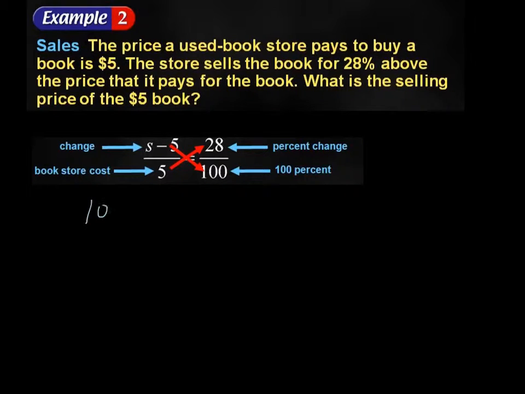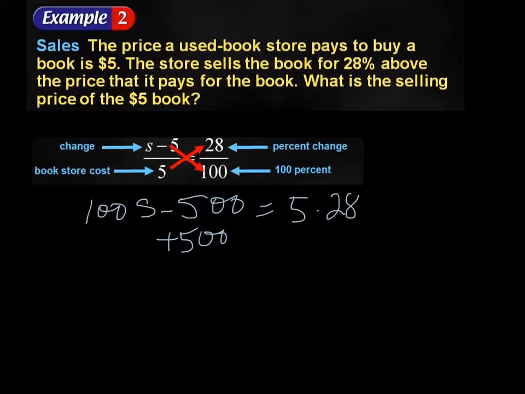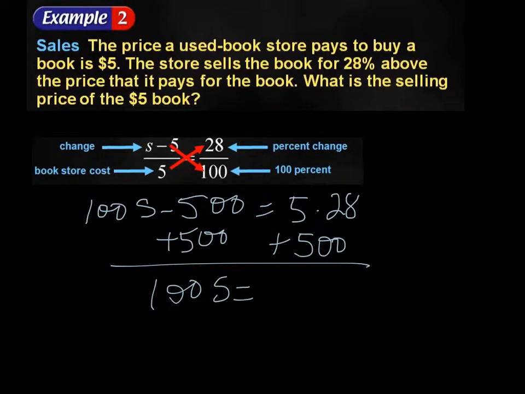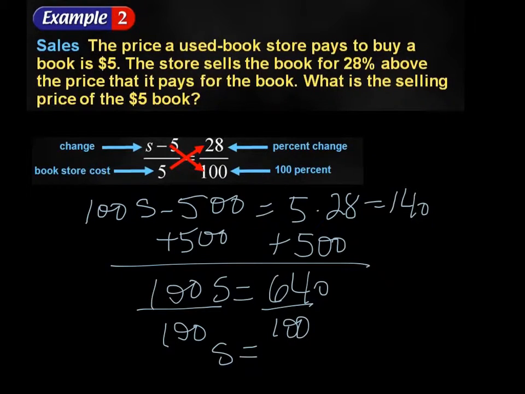So 100 times S is 100S minus 5 times 100 is 500 equals 5 times 28. I'm going to add 500 to both sides. And so I have 100S equals, 5 times 28 was 140, so 640. Divide both sides by 100. And I have S equals $6.40.